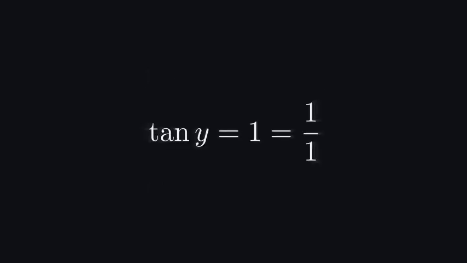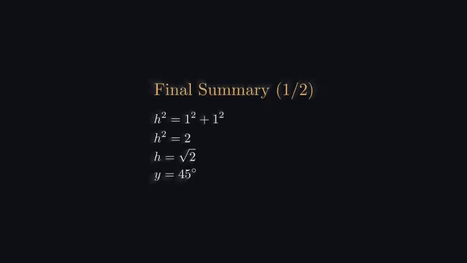Tan of y equals 1 over 1. To summarize, h squared equals 1 squared plus 1 squared, which equals 2, so h equals the square root of 2, and y equals 45 degrees. The key equations are shown on the screen.